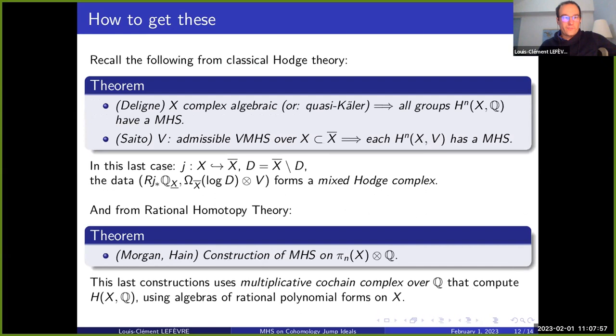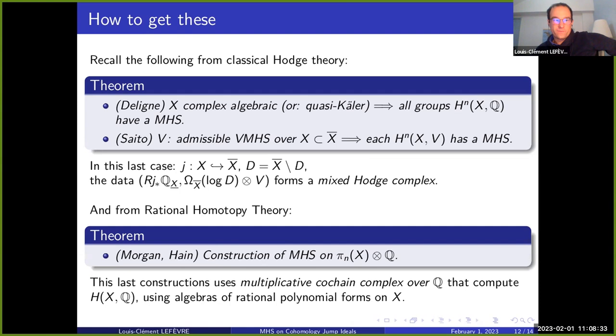So in the classical mixed theory, I didn't recall what a mixed structure is, but it's a structure introduced by Deligne on the cohomology of complex algebraic varieties, and it also works for quasi-Kähler varieties. It comes from the normal crossings divisor, and the fact that the compactification has pure structures on the cohomology groups. It shows that all cohomology groups have a mixed structure.